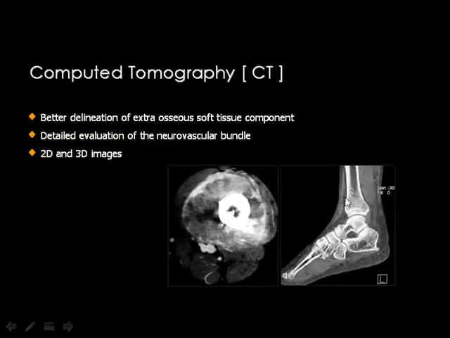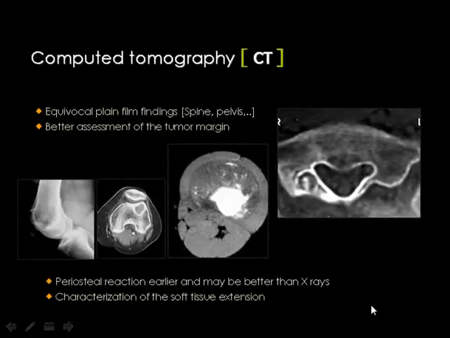Then the CT scan is better for assessment of the extraosseous soft tissue component, especially if it contains calcium. This is one of the major advantages of CT. Then it can help in assessment of the neurovascular bundle, which is also evaluated accurately by MRI. The use of 2D and 3D images is also of help to assess the tumor nature and extension.